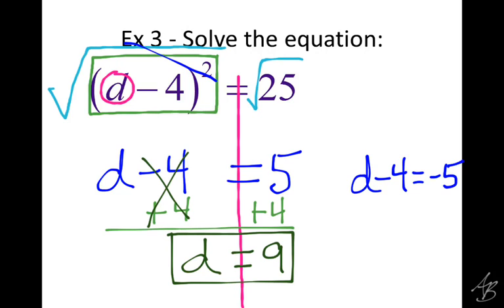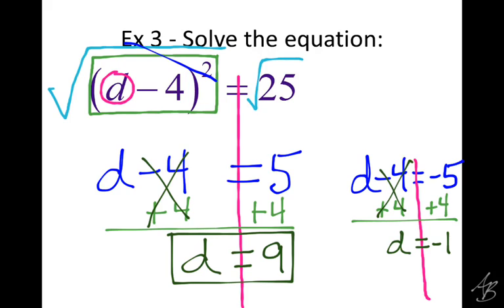But then we have to go over to this other equation here. I'm going to draw my line of equality because I have to do the same thing on both sides of the equation. And what do I do to get that D by itself? Same thing. We add 4, right? But it's going to end up being a little different because instead of doing 5 plus 4, we're doing negative 5 plus 4. So we get D equals negative 1. Because negative 5 plus 4 is negative 1, right?